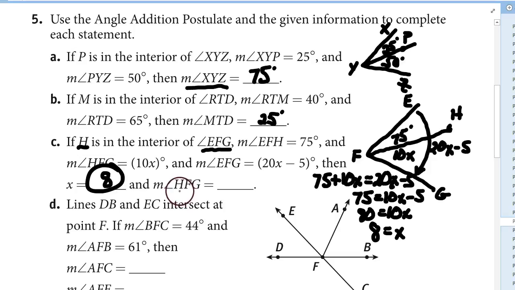Okay, now angle HFG. In the drawing, from H to F to G, that's the one that has 10x in it. That's where we fill in x is 8. 10 times 8 is 80 degrees.